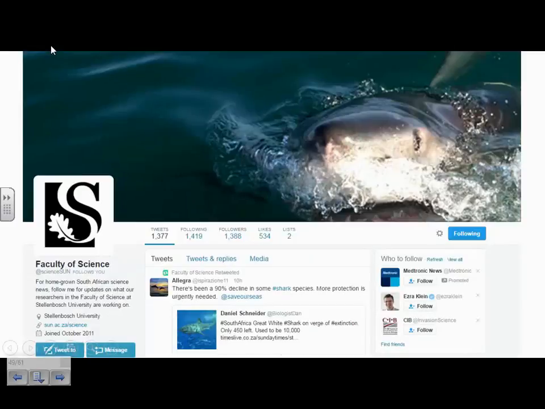And what they did on Twitter is they went and looked for all the people worldwide who tweet about sharks and about shark conservation. Then they tagged them in the press releases, so that those people who have thousands and hundreds of thousands of followers picked up that there was some new shark research coming out of Stellenbosch University.